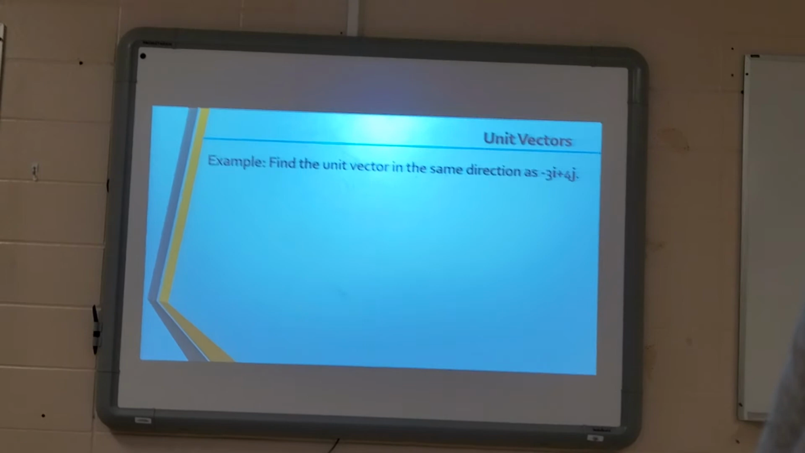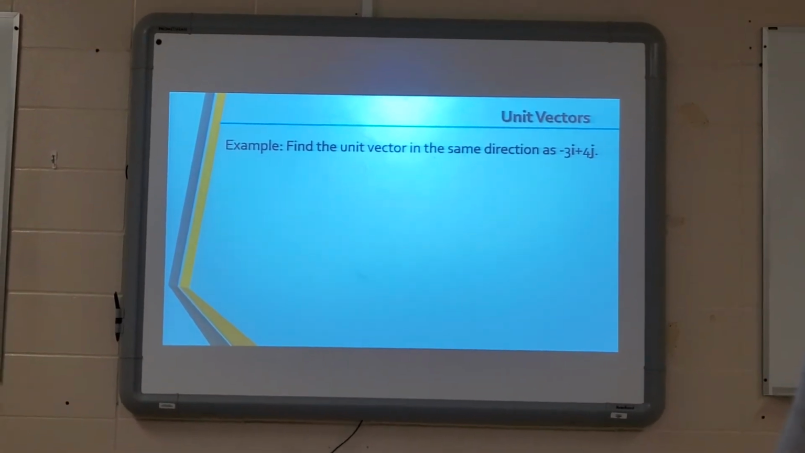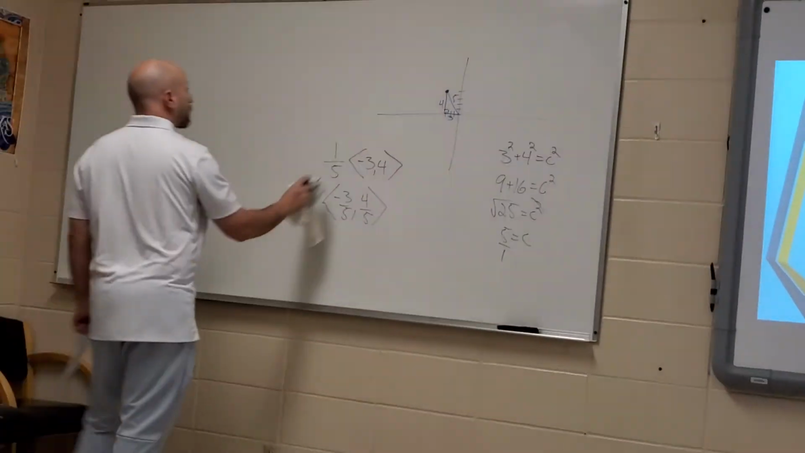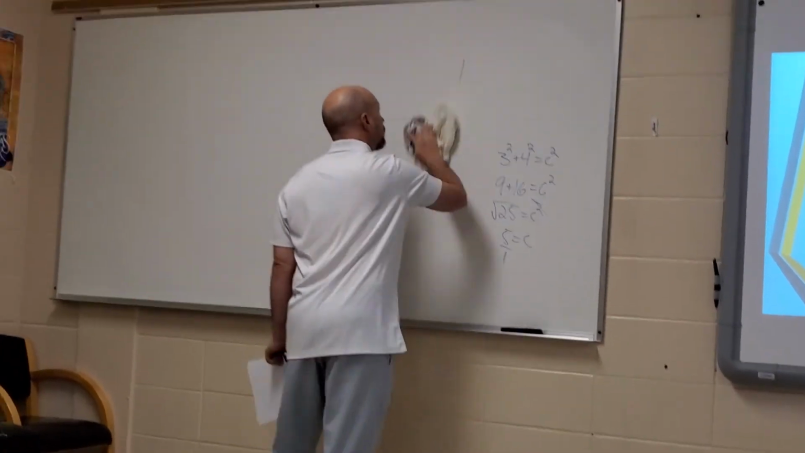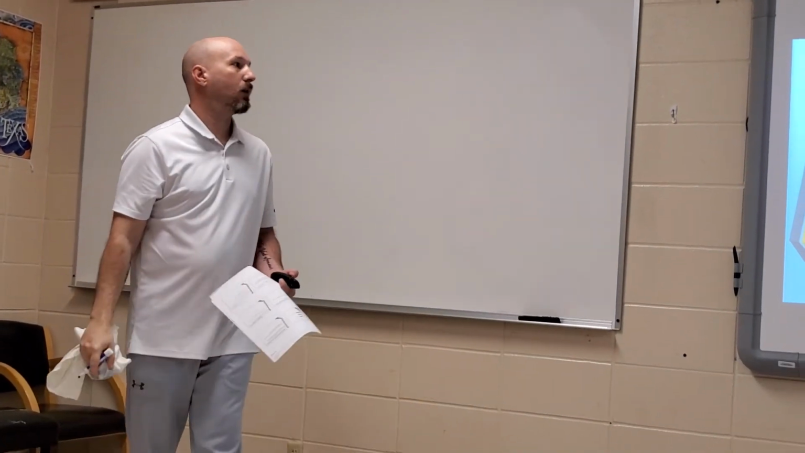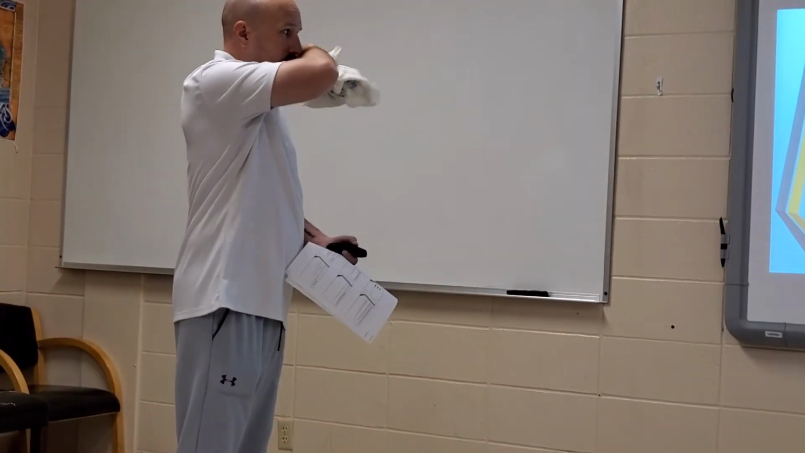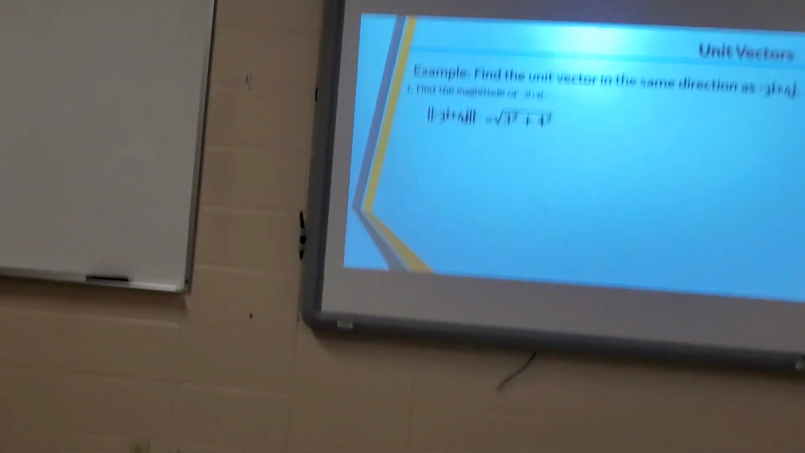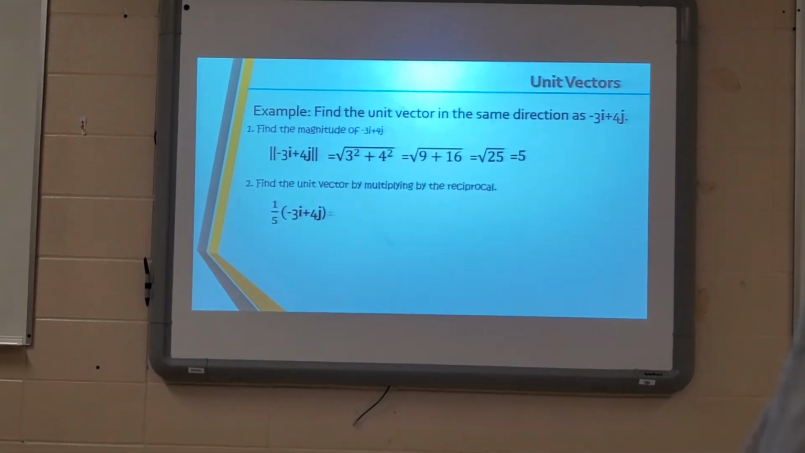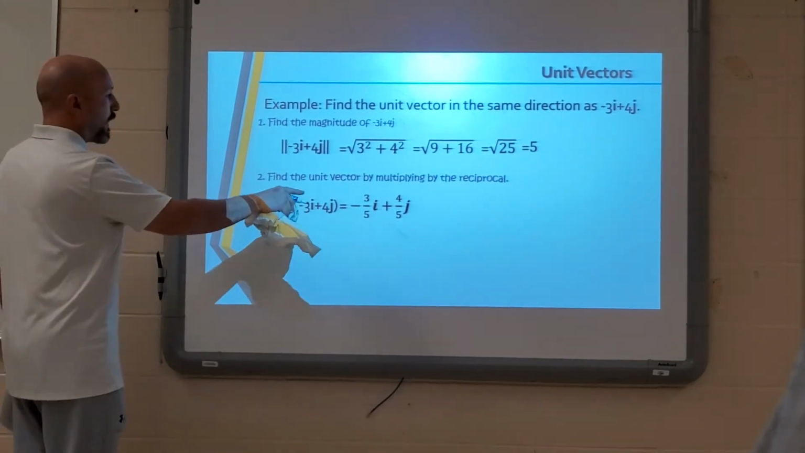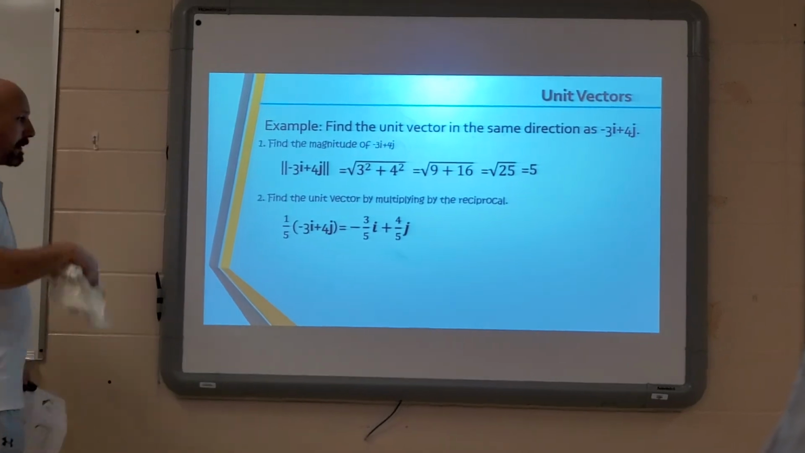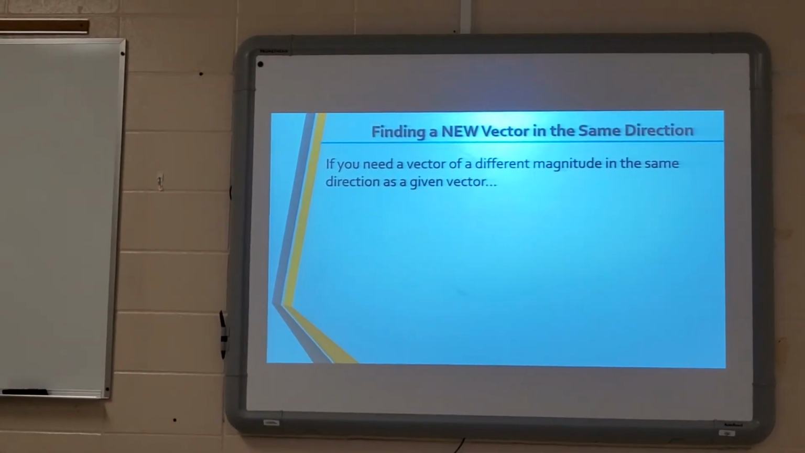Find the unit vector in the same direction as negative 3i plus 4j. Same thing. Find the magnitude. It's 5. Give the unit vector. And now we just put it as i and j. Same problem we just did.